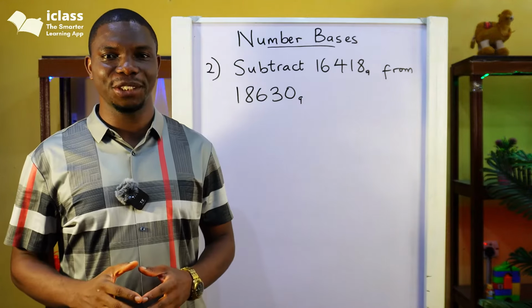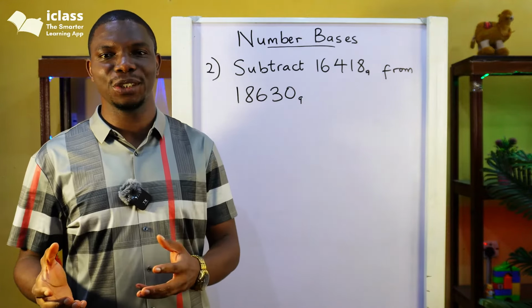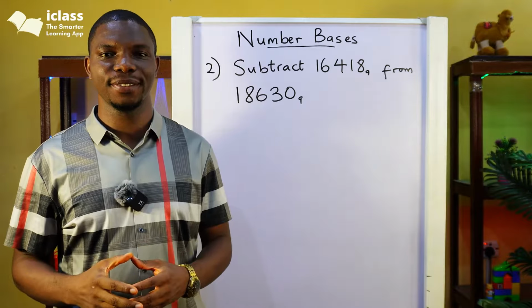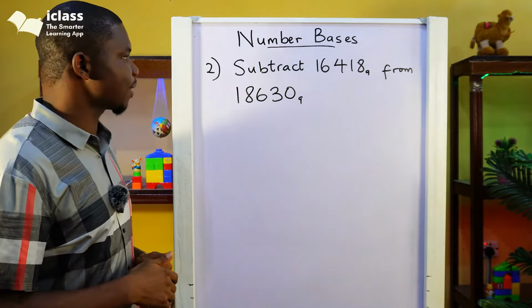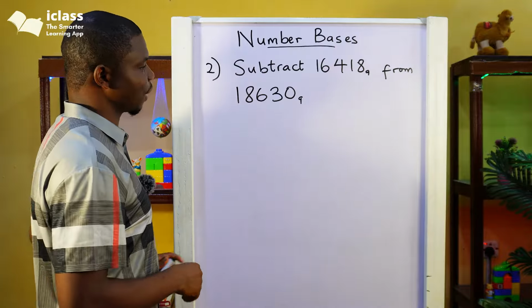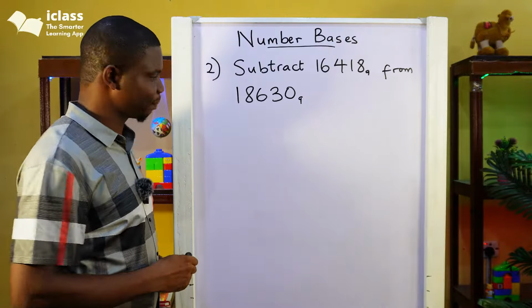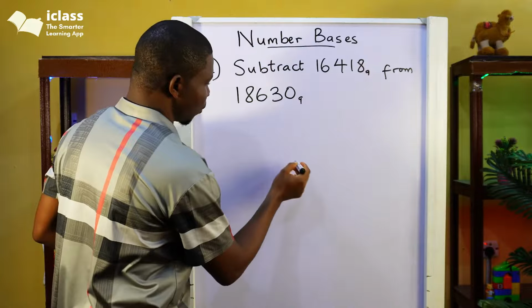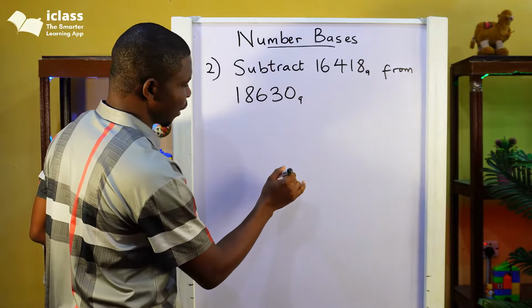Now to the next question. I hope you are attempting the question before watching my explanation. Subtract 16418 base 9 from 18630 base 9. So we want to see how we subtract in other bases.